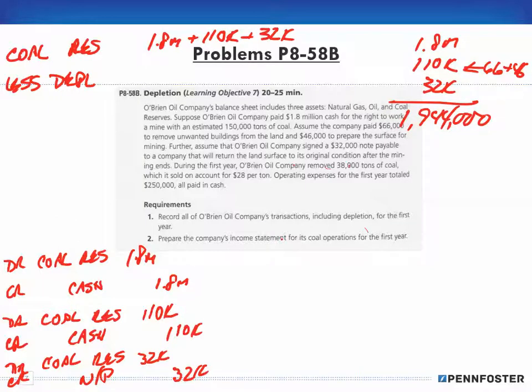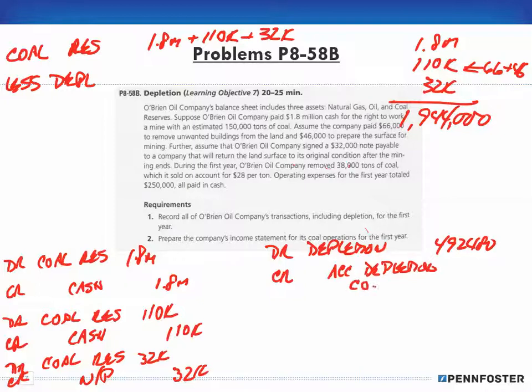So I'm going to debit depletion for $492,480, and I'm going to credit accumulated depletion, coal reserves. It's not depreciation, it's depletion. For the $492,480. Okay, so that records my depletion of the 38,000 tons.